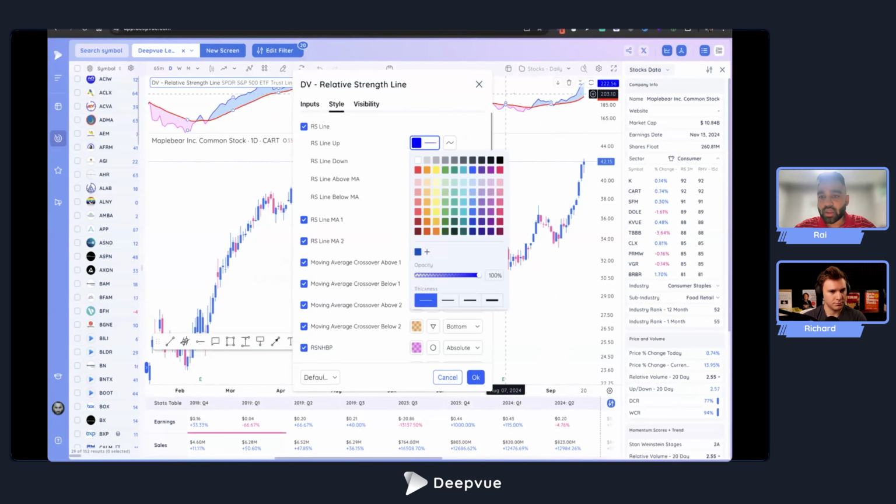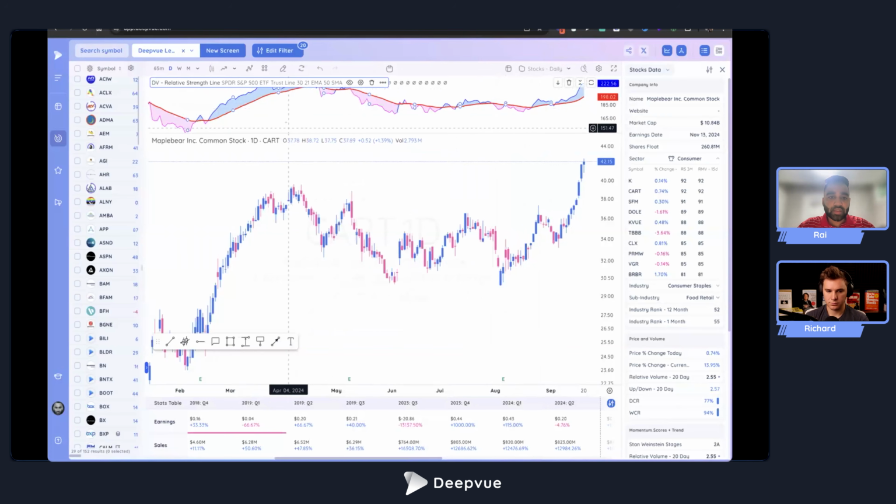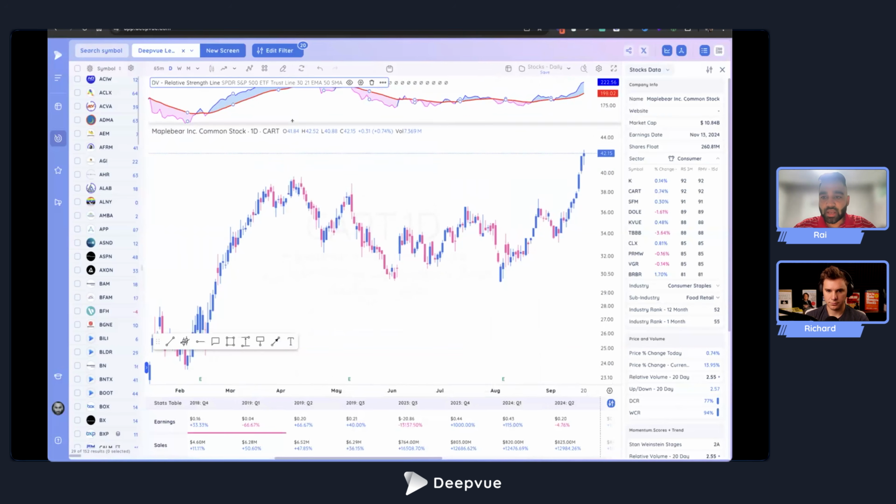You could change the color of what it looks like when you're in a relative strength phase or in a declining phase as well. So that's how I set up the relative strength line. It's at the top. It's separated from my price action, and that keeps the setup really, really easy.